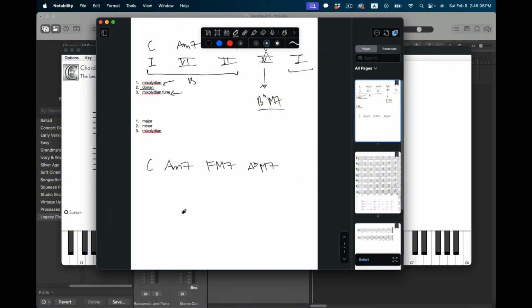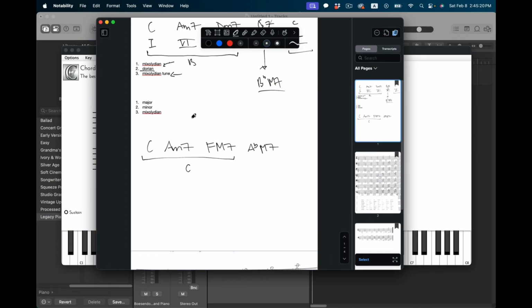But did these first 3 chords sound like Mixolydian to you? Because to me, they sounded like C. So no matter how much you insist that these 3 chords are in Mixolydian, it's going to sound like C until you get to this chord. Because this chord is definitely not in C. But it doesn't matter how much you tell other people that this is in Mixolydian. If it sounds like C, it's basically in C.